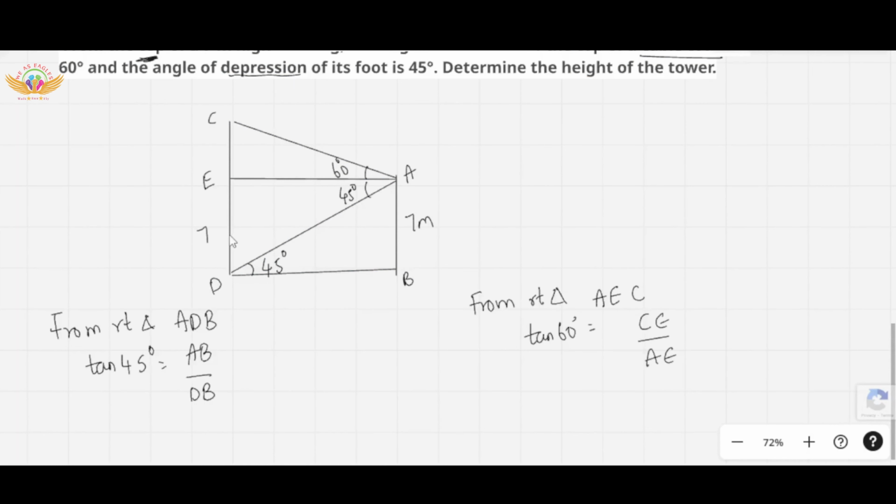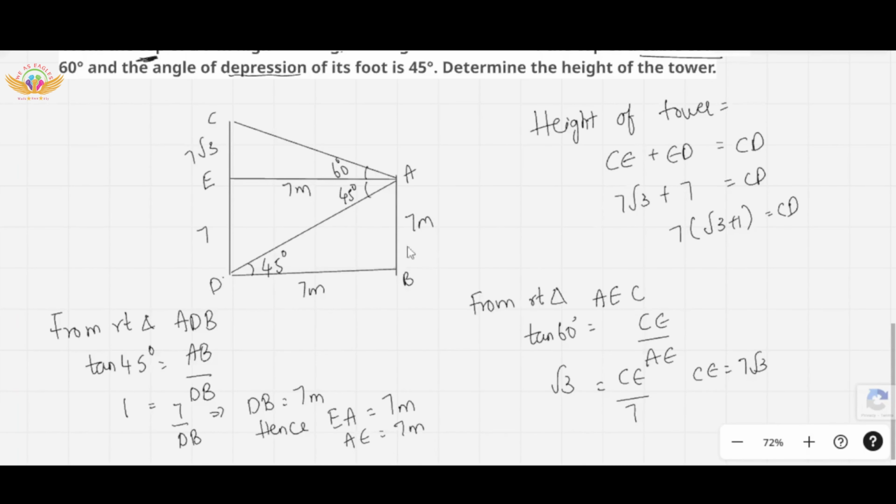Both are same, right? So what is CE now? CE we don't know. We have to find out that. So tan 45 is equal to 1. What is AB here? AB is 7. 7 by DB. So what is DB? DB is nothing but 7 meters. So yes, I got DB as 7 meters.